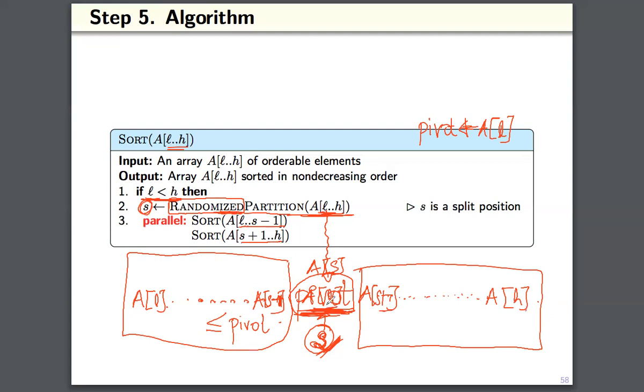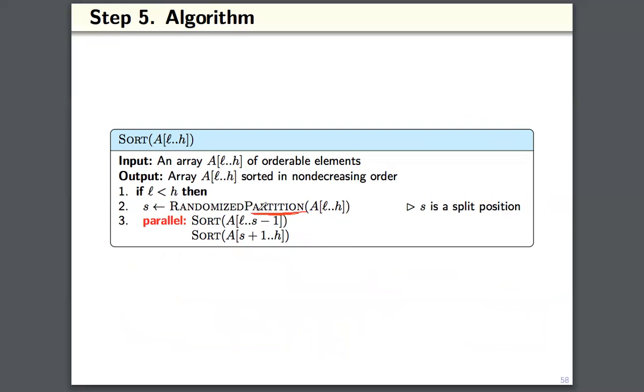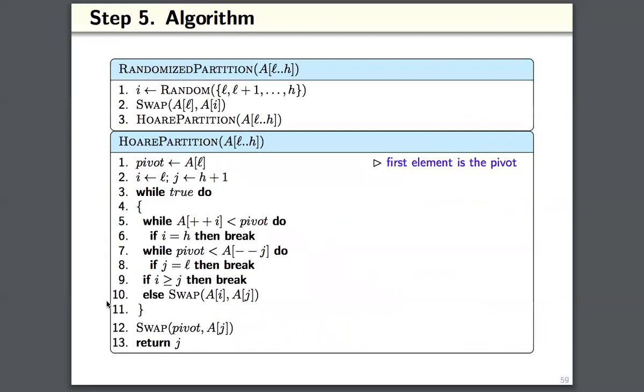And pivot is in its correct position, right? So we don't need to worry about A of S. A of S is in its correct position. Now we recursively sort the left subarray and right subarray, and we are done. And partition, we don't need to explain it, right? Because we already covered two algorithms for partition in one of the previous sessions.